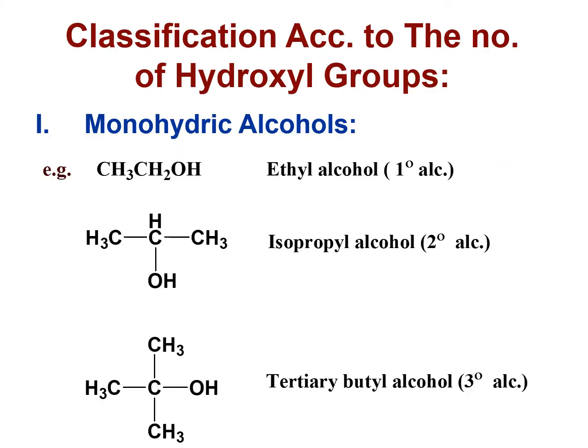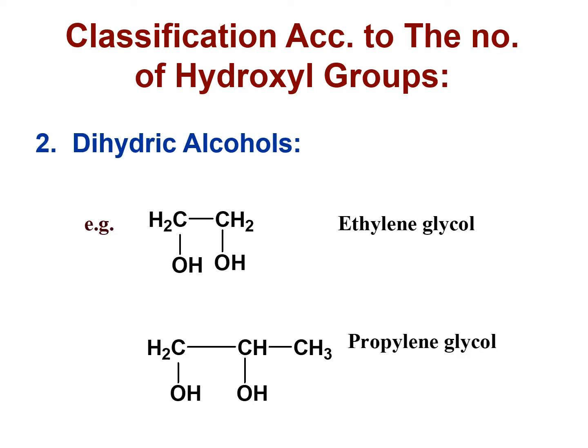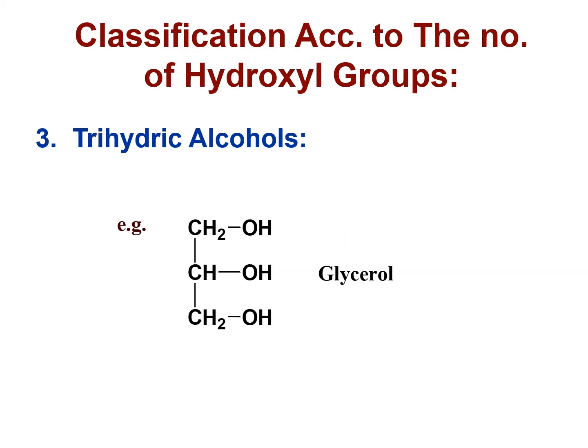Okay? So this is the classification of these compounds. As we said, if you have one OH group, then this is a monohydric alcohol, which can be classified into primary, secondary, or tertiary based on the number of carbons attached to the carbon attached to the OH. The second class is the dihydric, which has two OHs, and a very famous example is ethylene glycol. Finally, if we have three OHs, then this is a trihydric alcohol, and your famous example is glycerol.